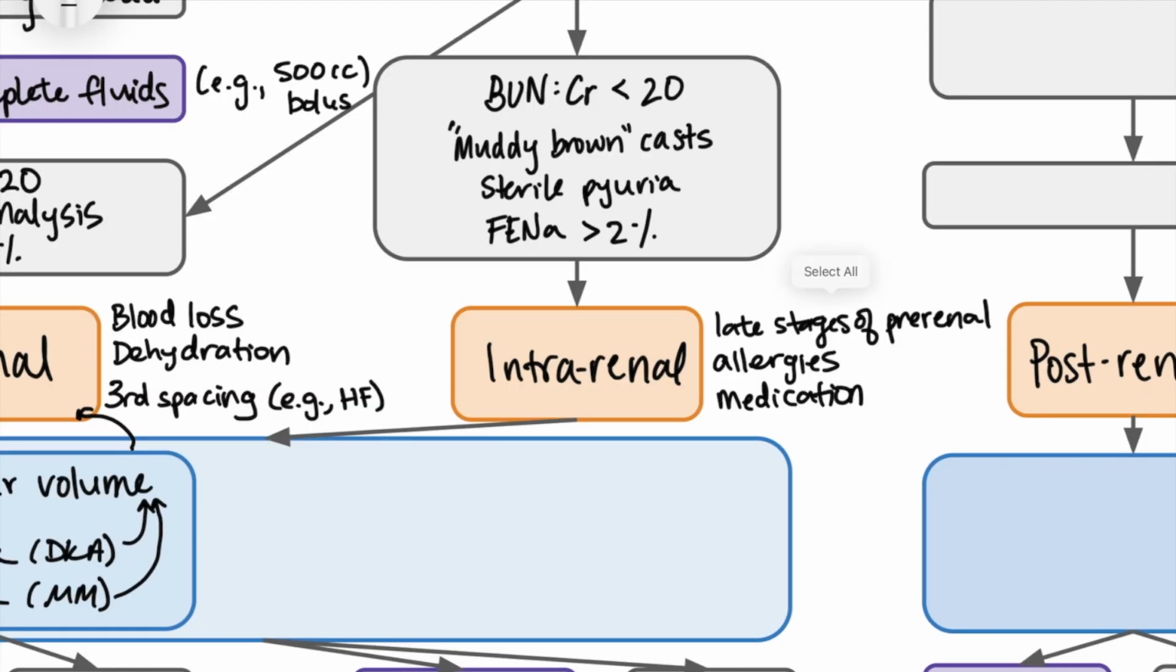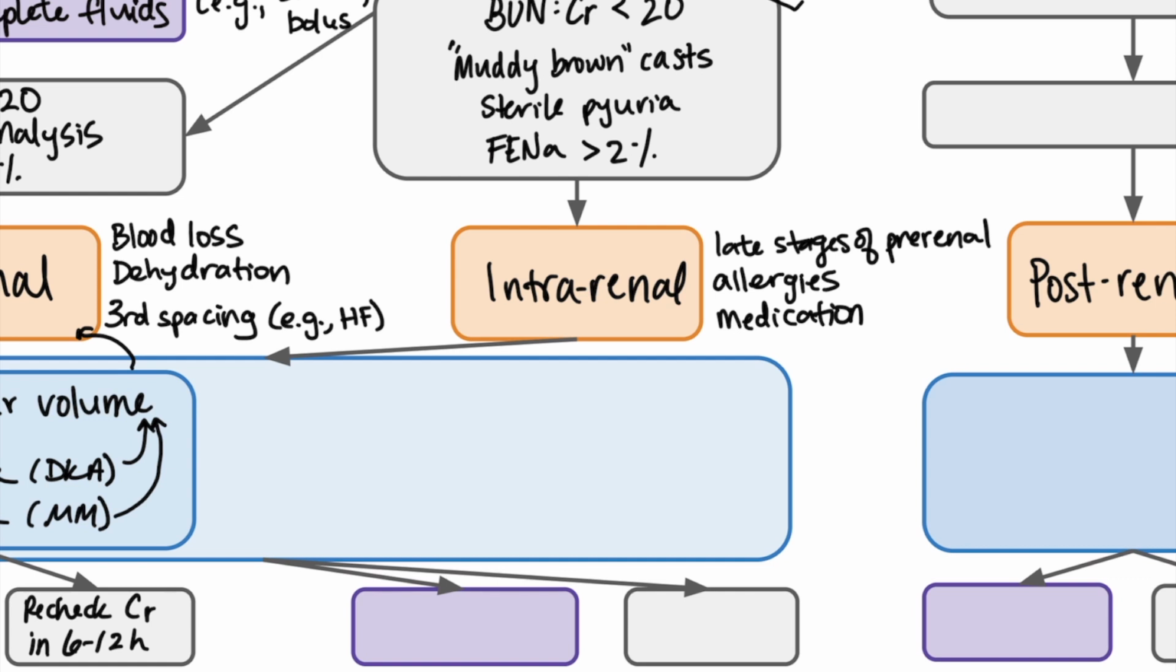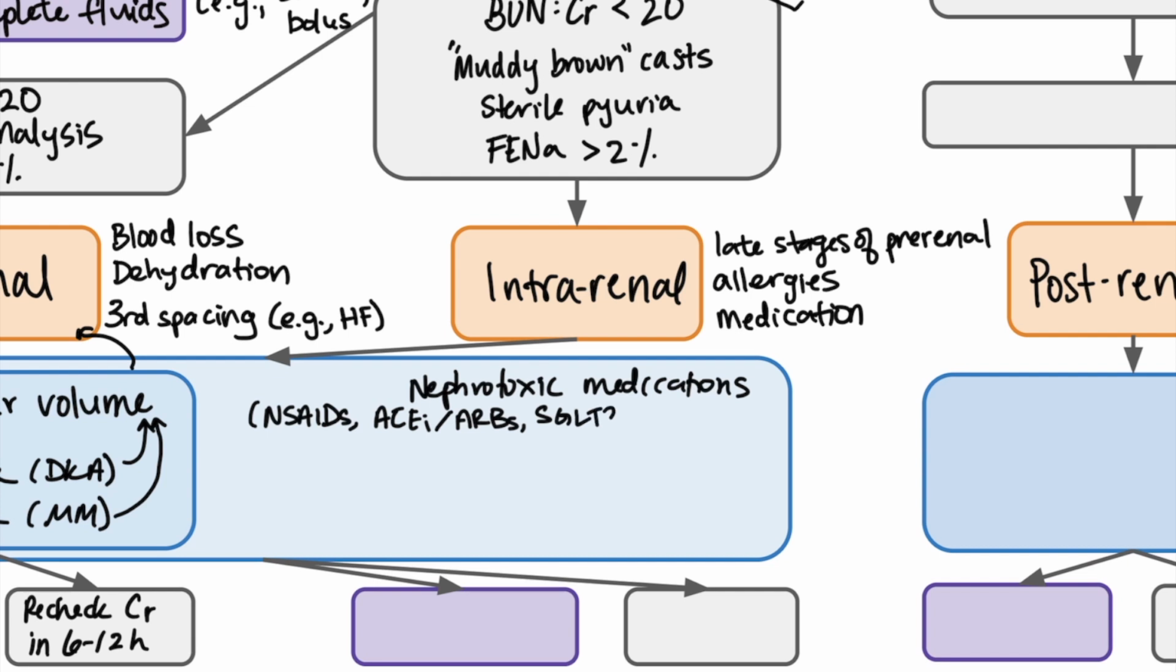And then on history, you might have heard them say some toxin exposure is present, which gets us to the causes of intrarenal AKI. Very commonly, there are nephrotoxic medications that are the culprits. These are very commonly NSAIDs, ACE inhibitors and ARBs, SGLT2 inhibitors, can include antibiotics like vancomycin, and chemotherapy medicines like cisplatin. These are just a few of the common examples and are not all inclusive.